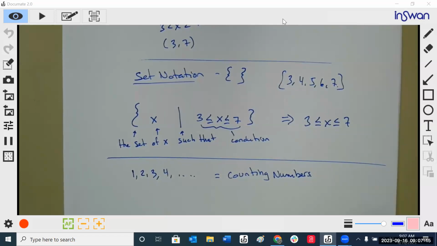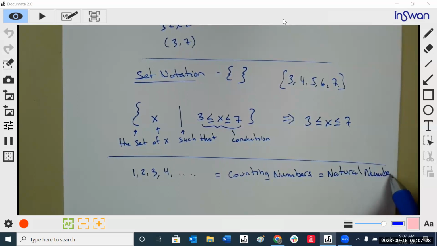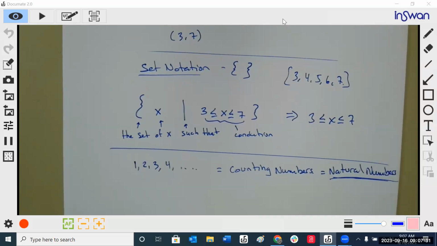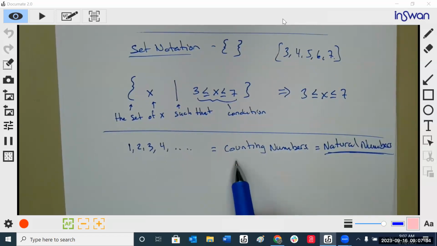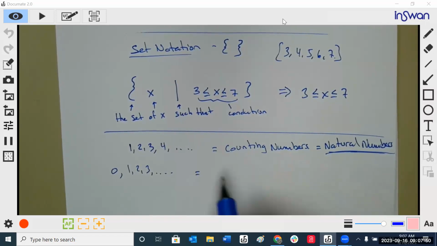Okay, they have another name, they're called natural numbers. This is the formal definition. They're called natural numbers. We abbreviate it as counting because we start counting at 1. But there's more numbers. So we added a 0. Let's go from 0, 1, 2, 3, and so on and so forth. These are called whole numbers.